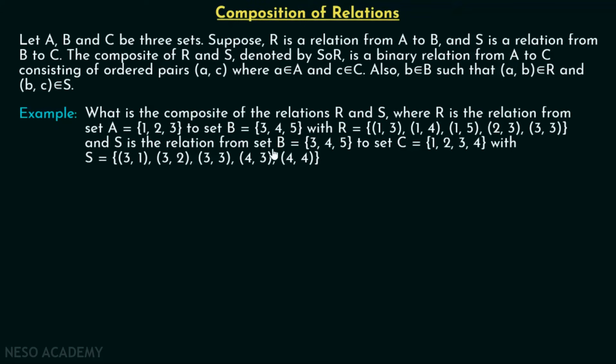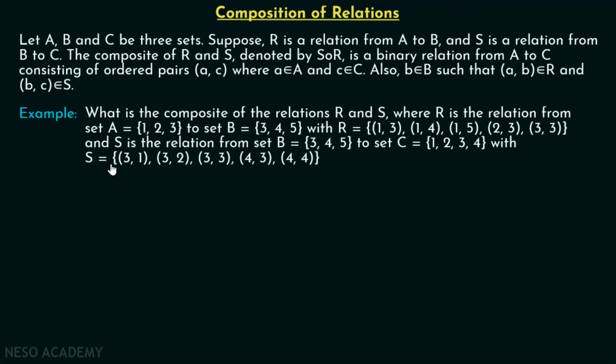And S is the relation from set B to set C. Here this is set B which consists of three elements 3, 4, 5, and set C consists of four elements 1, 2, 3, 4. And relation S is defined from B to C, and you can see that S consists of these ordered pairs (3,1), (3,2), (3,3), (4,3), (4,4). Obviously the first element belongs to set B and the second element belongs to set C. We have to find the composite of these two relations, that is R and S.